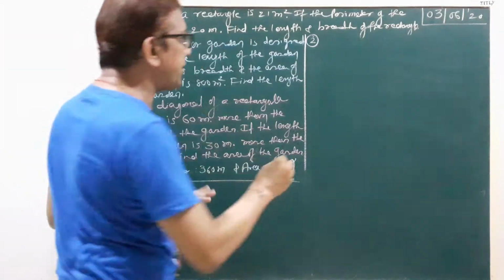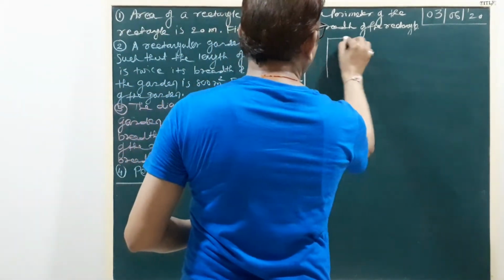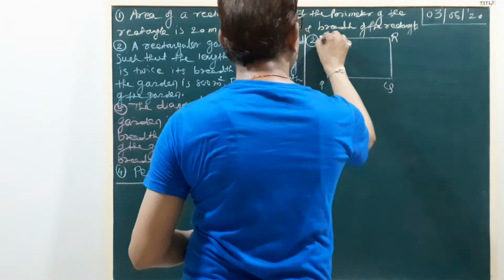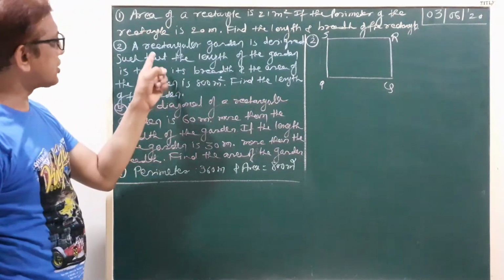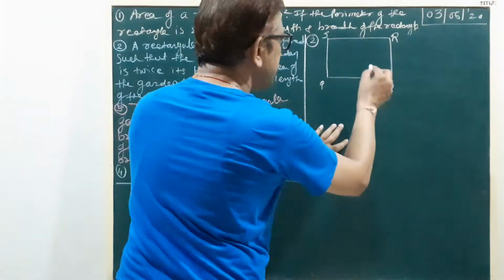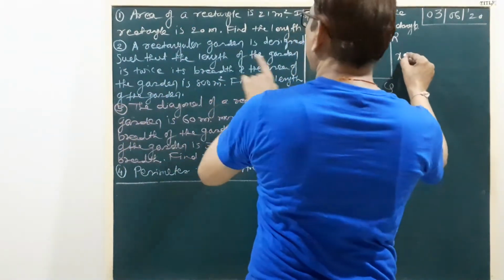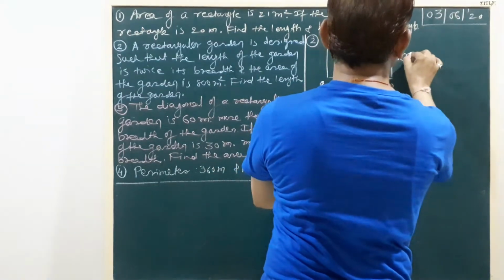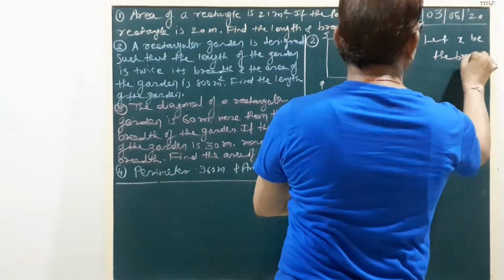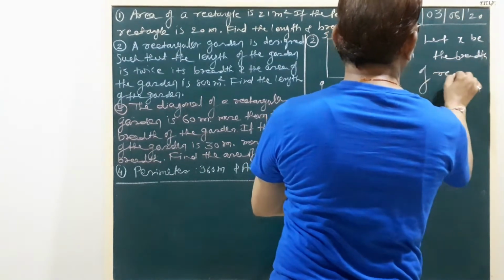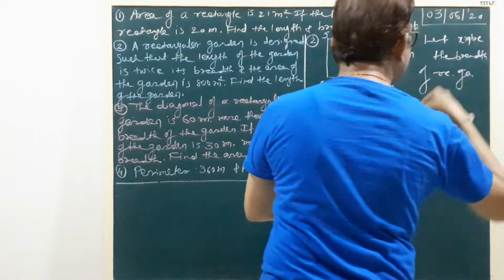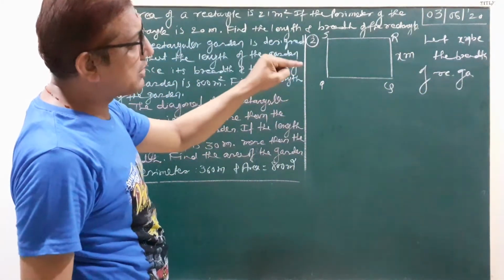So first we suppose breadth. First we draw the rectangle P, Q, R, S, right? Again first we read the question. A rectangular garden is designed such that the length of the garden is twice its breadth. So first we suppose breadth. Here unit is the meter, x meter. So we suppose let x meter be the breadth of the rectangular garden.